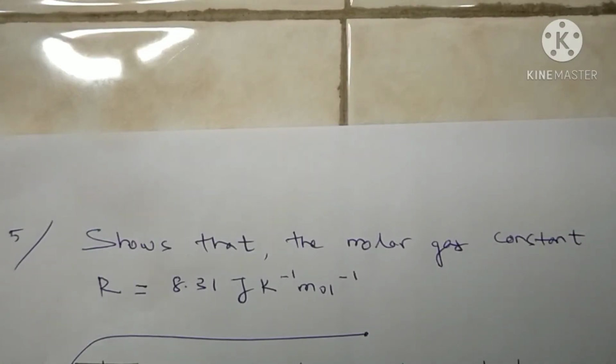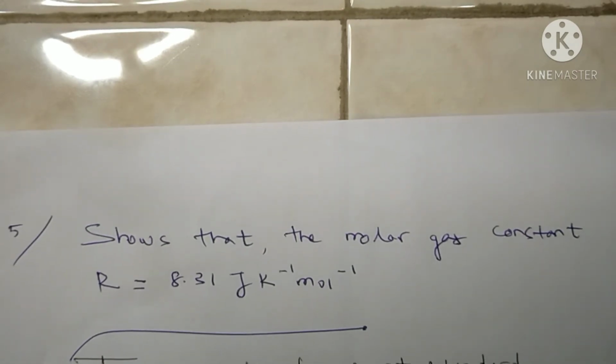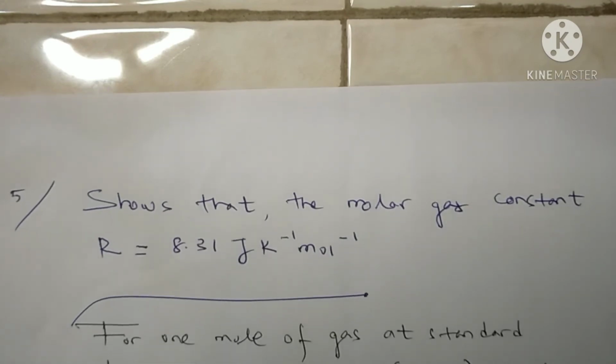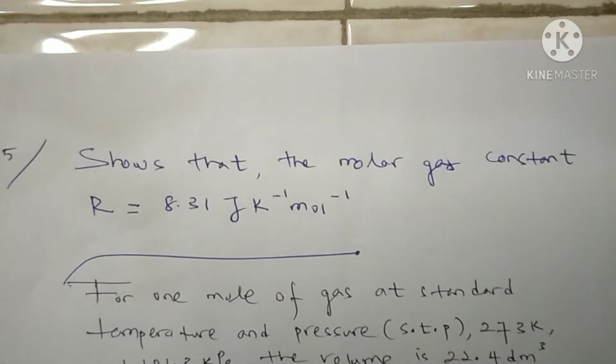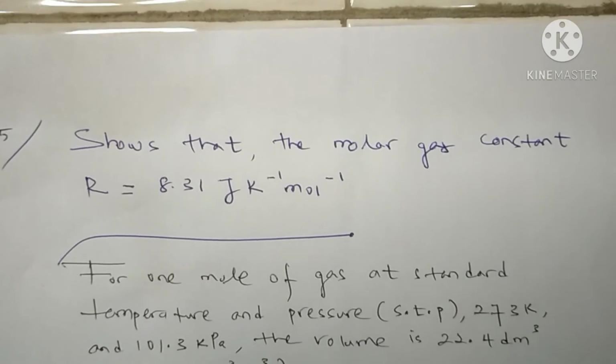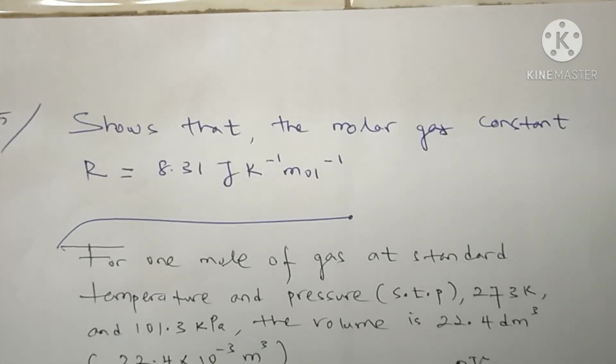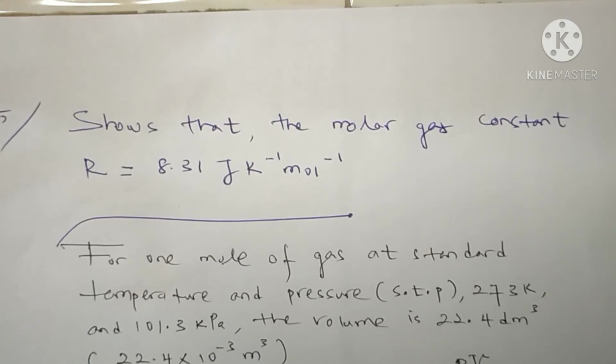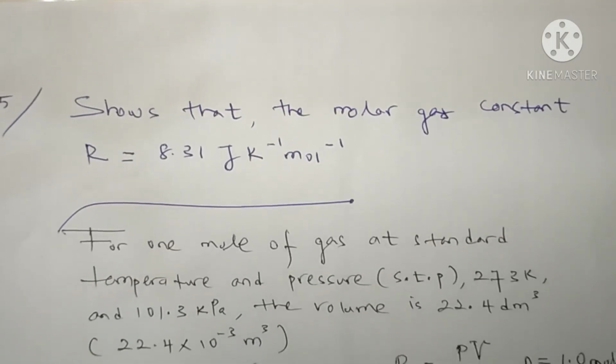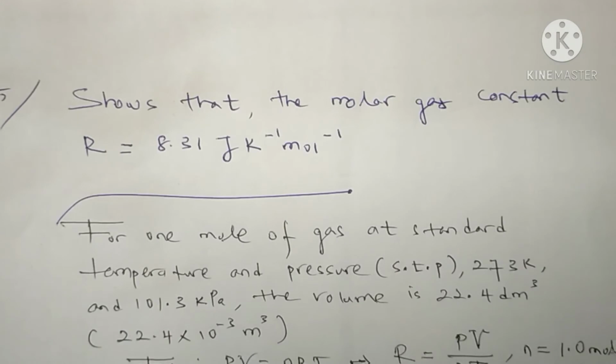It shows that the molar gas constant R equals 8.31 joule per Kelvin per mole, for 1 mole of gas at standard temperature and pressure, or STP, 273 Kelvin and 101.3 kilopascal, the volume is 22.4 dm cube or 22.4 times 10 to power of negative 3 meter cube.